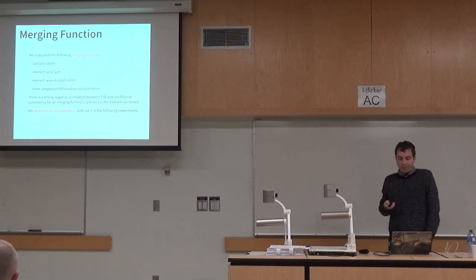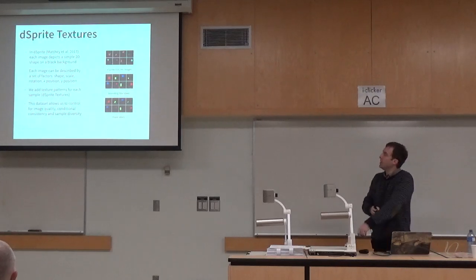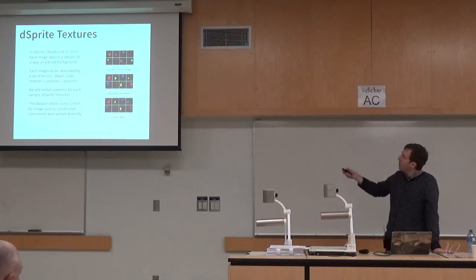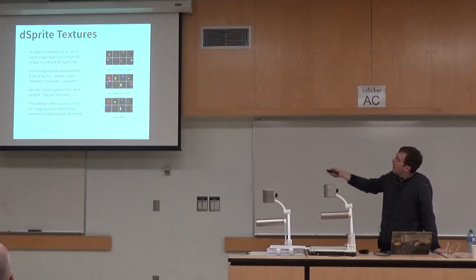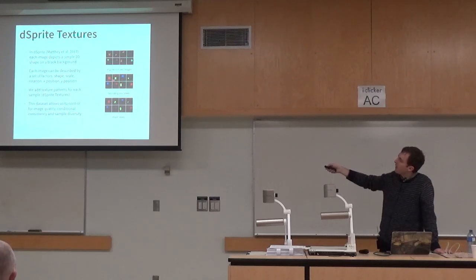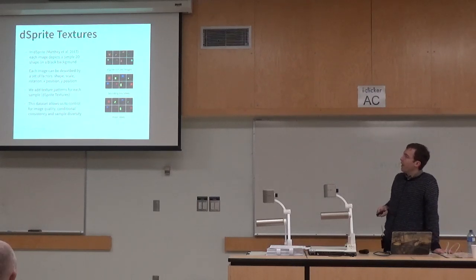So basically, we considered this data set called D-Sprite Textures, which has simple objects in different colors on a black background. We've introduced multiple textures for these objects, and we can very finely control their position, shape, scale, and rotation. This allows us to play precisely with the things that we're interested in. We can play with the conditioning and check if it's consistent. We can play with the diversity by swapping the textures. And we can also introduce noise, which plays around with the image quality.